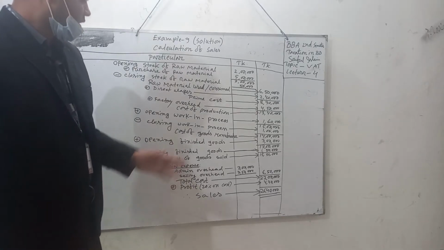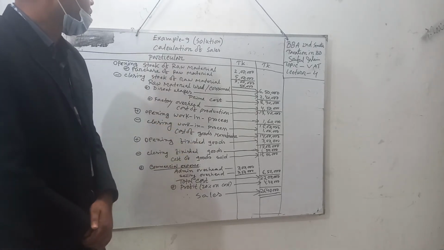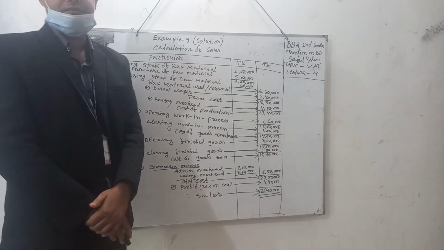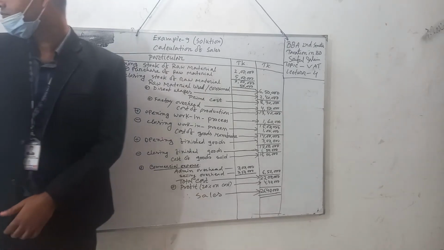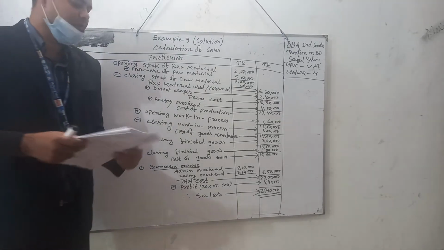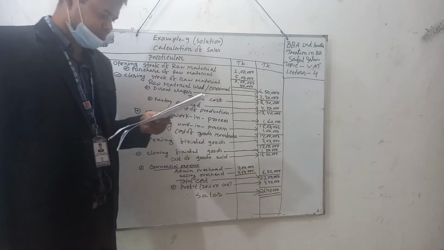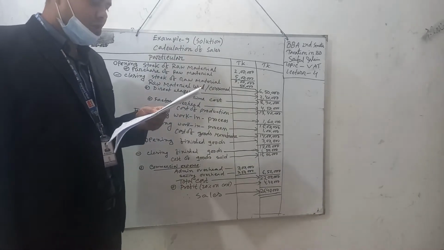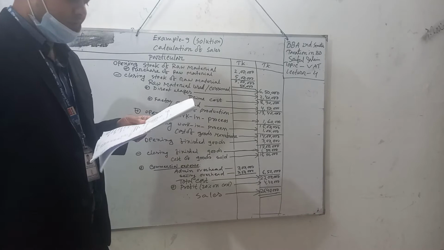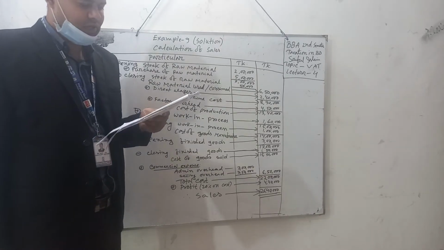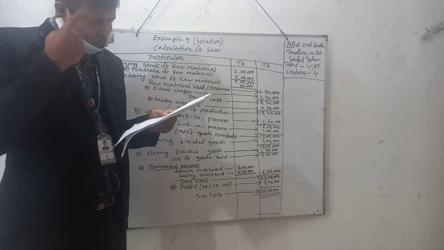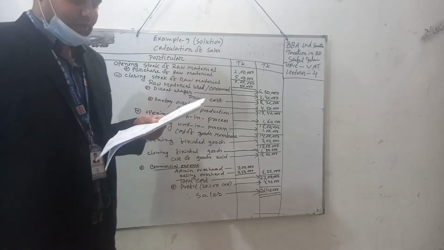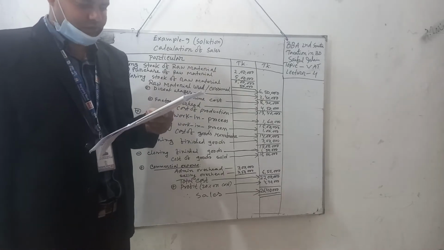Dear student, this is the question of example 9. At first, now I will read the question. Given in the question, opening stock of raw material is 2 lakh and closing stock of raw material 50,000. Opening work in process is 1,60,000 and closing work in process is 1 lakh. And opening finished goods 3 lakh and closing finished goods 1,50,000.